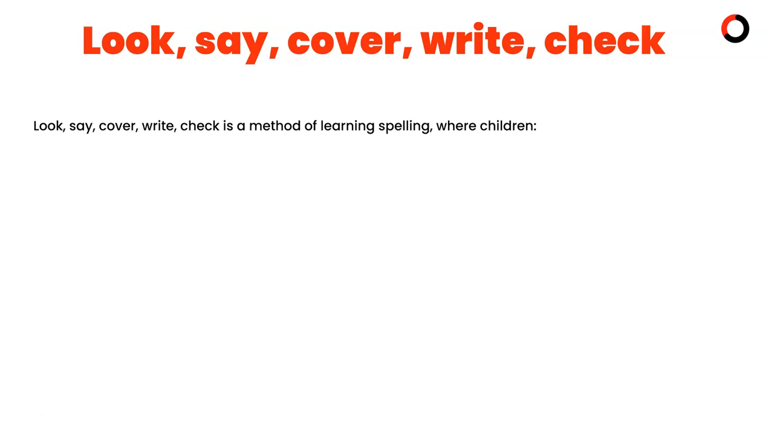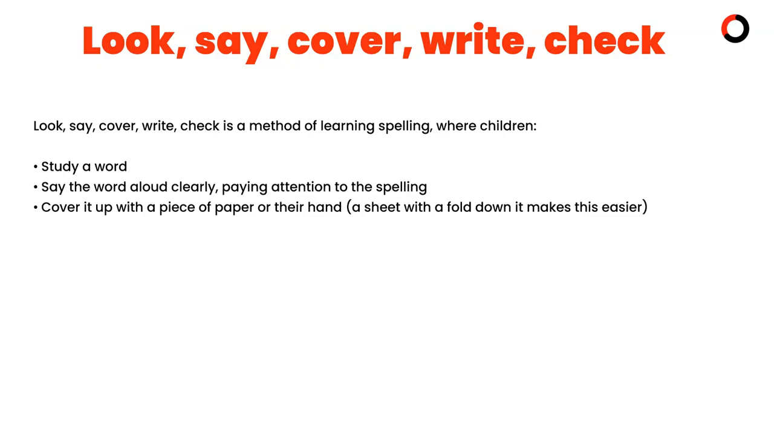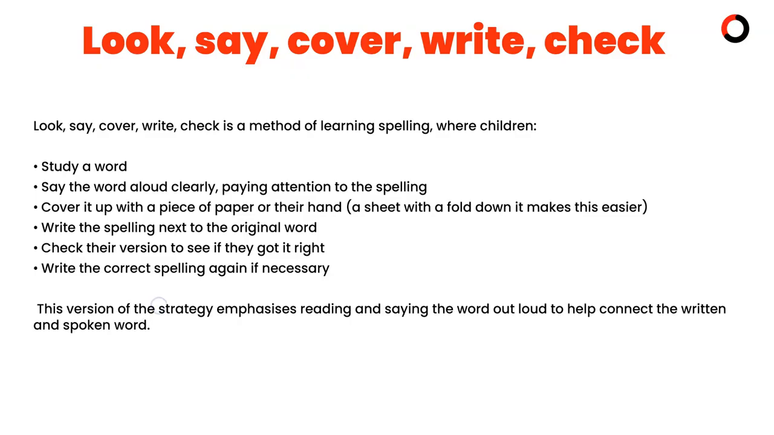The Look, Say, Cover, Write, Check is a method of learning spelling where children study a word, say the word aloud clearly, pay attention to the spelling, cover it up with a piece of paper or their hand, write the spelling next to the original word, check their version and see if they got it right, write the correct spelling again if necessary. This version of the strategy emphasizes reading and saying the word aloud to help connect the written and spoken word.